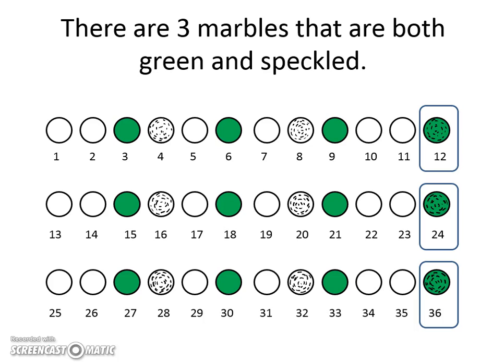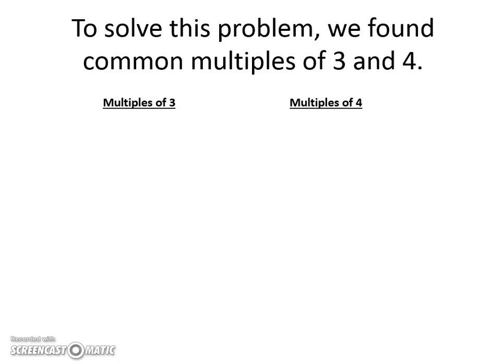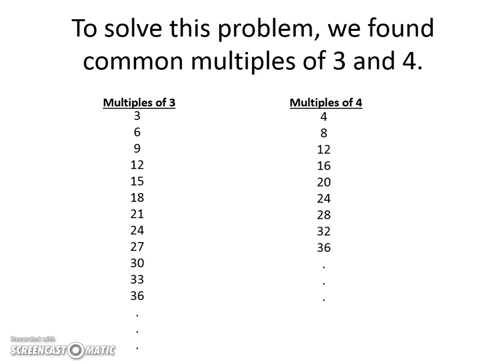Let's think about what we did for this problem. You had to use common multiples. So what we really did was we thought of the multiples of 3: 3, 6, 9, 12, 15, 18, 21, 24, 27, 30, 33, 36, and we could go on forever, but Jimmy only has 36 marbles. Then we actually thought of the multiples of 4: 4, 8, 12, 16, 20, 24, 28, 32, 36, and we could go on forever, but we're going to stop at 36 because he only has 36 marbles.